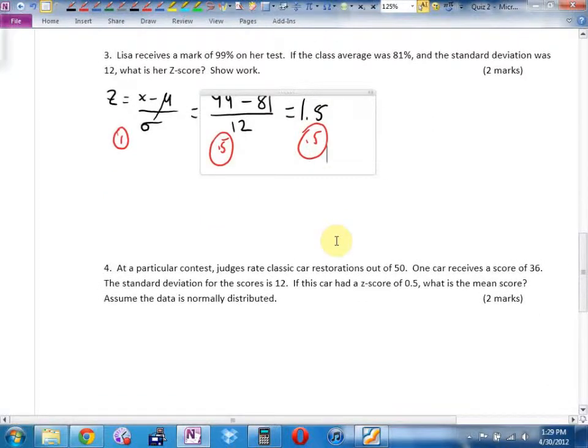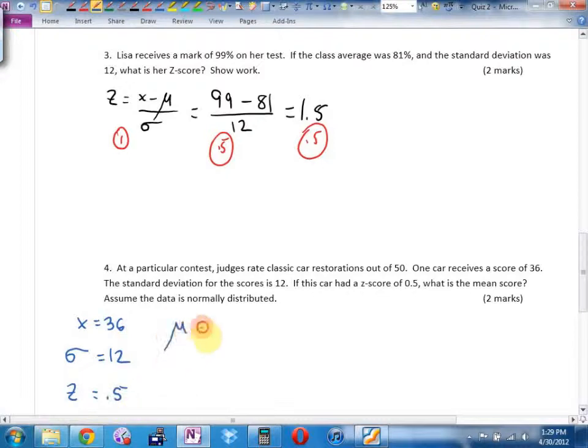At a particular contest, judges rate classic car restorations out of 50. One car receives a score out of 36. I think that's the actual score. That's the X value. The standard deviation is 12. The Z-score is 0.5. They want me to find the mean.